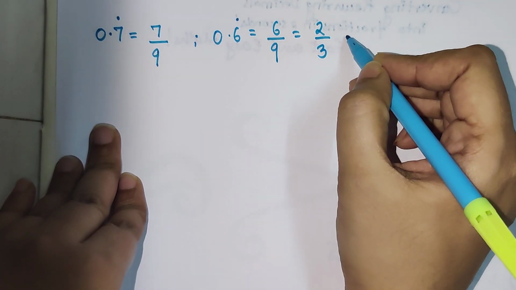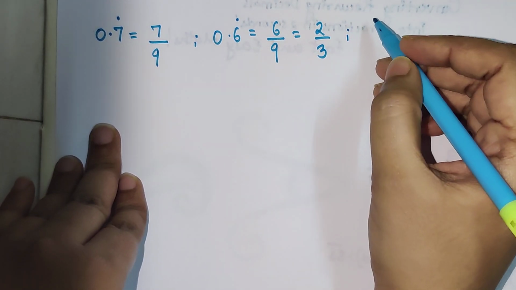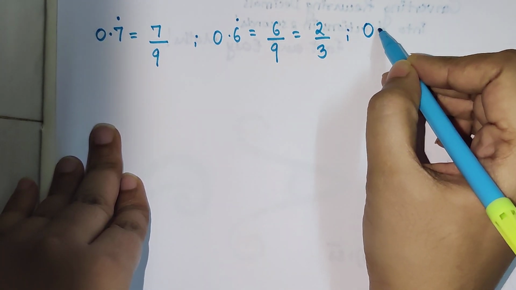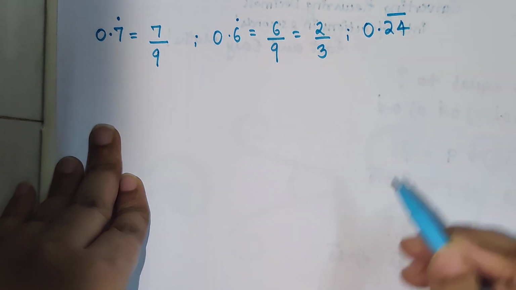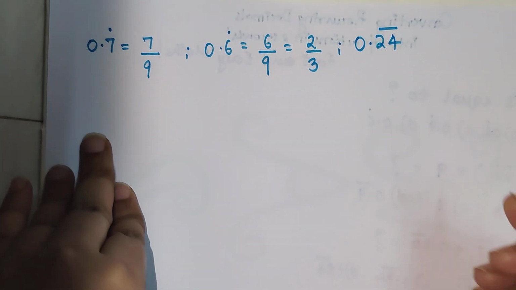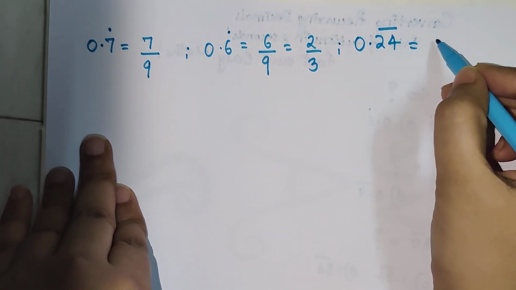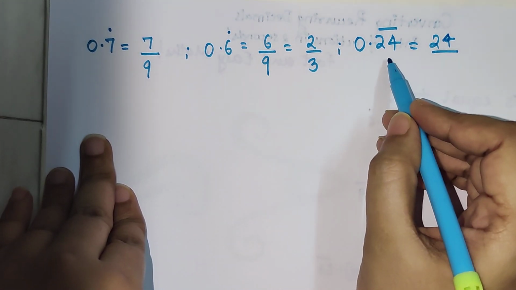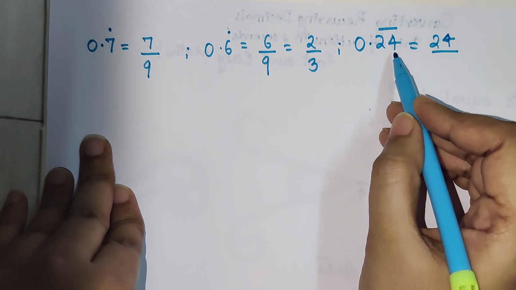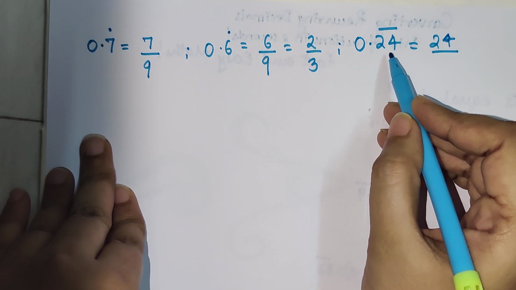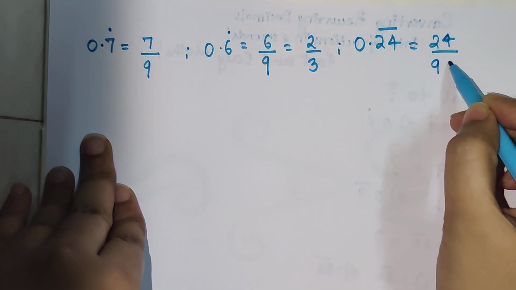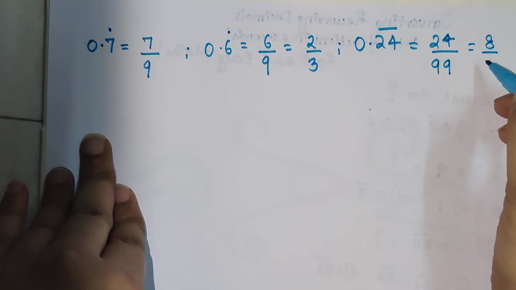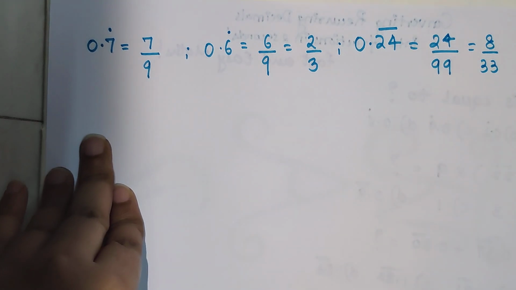Now let's see, if I give you instead of 0.6, rather than just one digit, let me give you 2 digits, 0.24 recurring. Then what would happen? Then it is also very simple, you just have to write 24. Now don't divide it by 9. How many digits are there after the decimal point which are repeating? There are 2 digits. So you will divide by 99. And your final answer would be 8 upon 33.